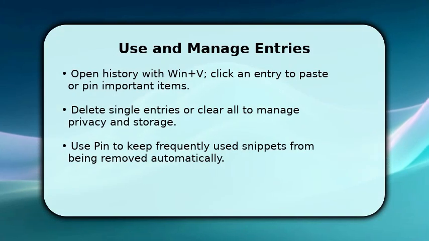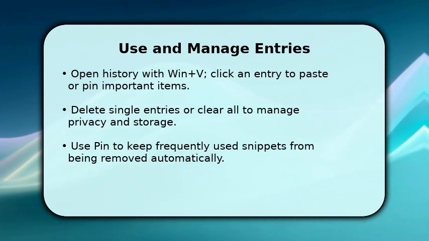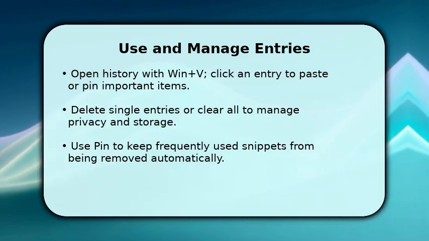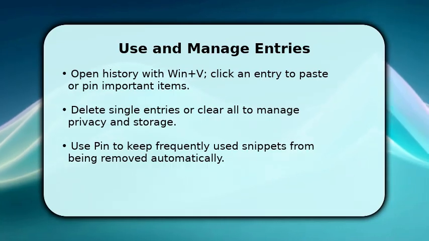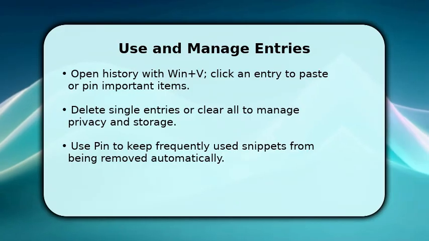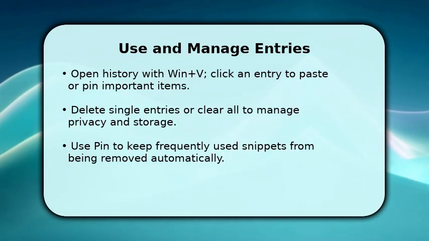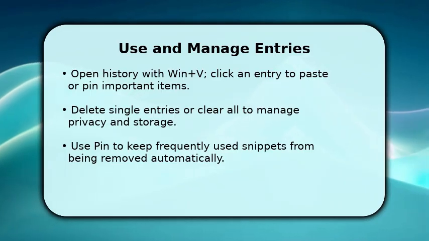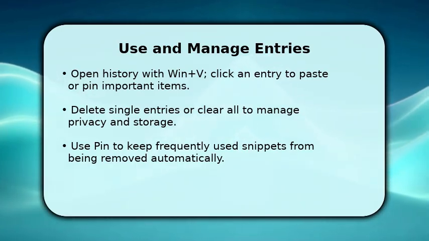You now access and manage the history. Press Win+V to open the clipboard panel, and you'll see a list of recent items. Click any entry to paste it where the cursor is. Make sure to pin items you want to keep. Pinned entries won't be cleared. If something sensitive appears, delete single entries or choose Clear All to remove stored copies. Understanding these controls helps you balance convenience with privacy, since history stores multiple items until you clear or pin them.